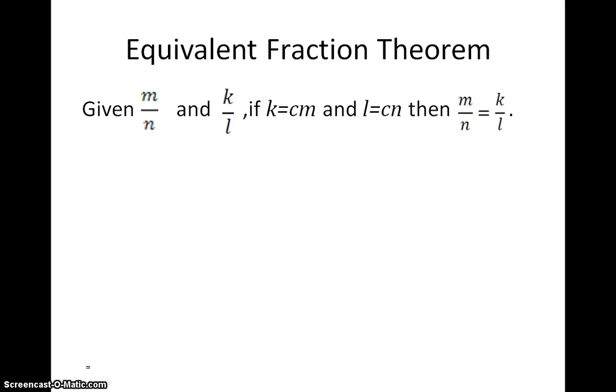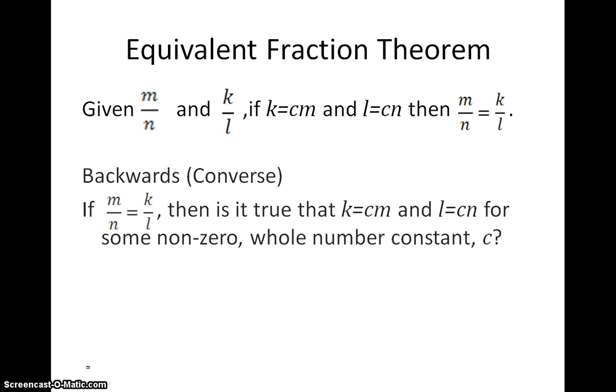So given m over n, or the fraction symbol for m over n, and k over l, if there is a constant, or if k is equal to some constant times m, and l is equal to a constant times n, then we can say m over n is equal to k over l. Well, let's take a look at that. Since that is a valid statement logically, let's go ahead and check it to see if it works backwards, or if we turn it around.